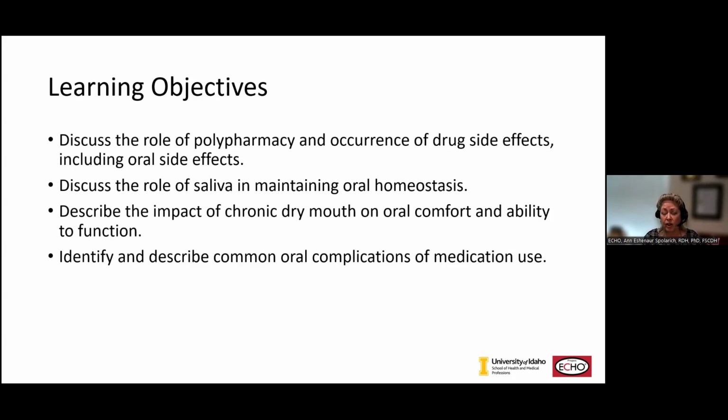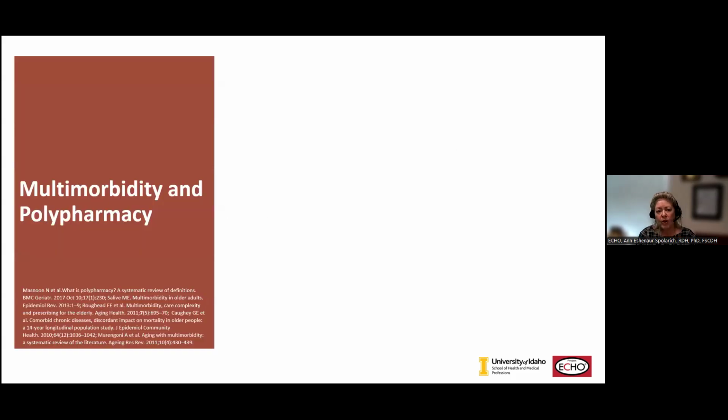And we know that chronic dry mouth is a really common oral complication observed by patients of all ages, by the way. I know we think about this with older adults, but we have children who are taking medications that affect salivation. So we'll talk about what is the role of chronic dry mouth on comfort and ability to function. And then we'll go through a whole set of common oral complications and some of the medications that are associated with causing them.